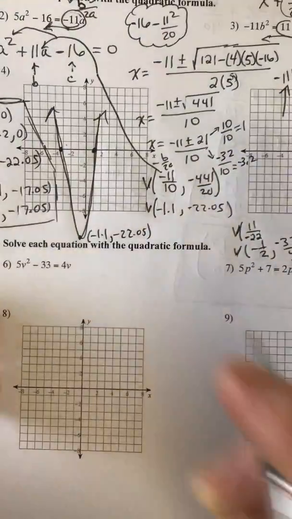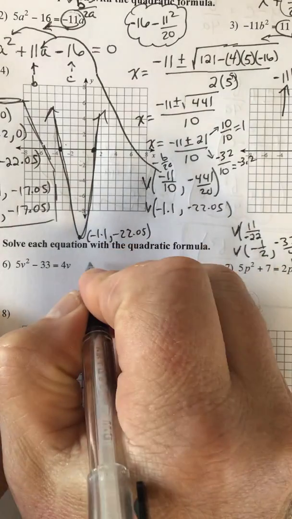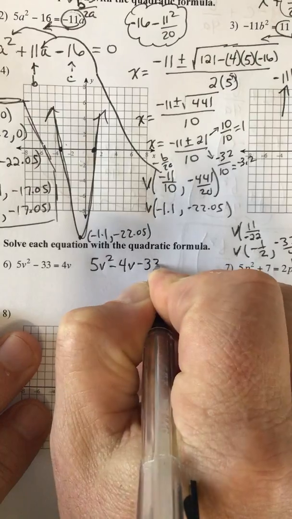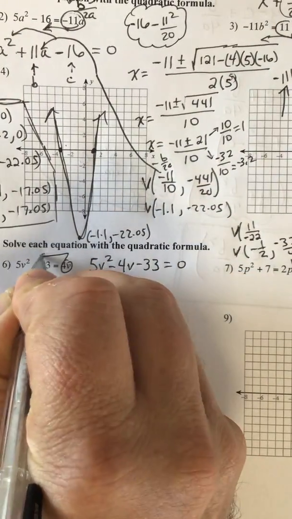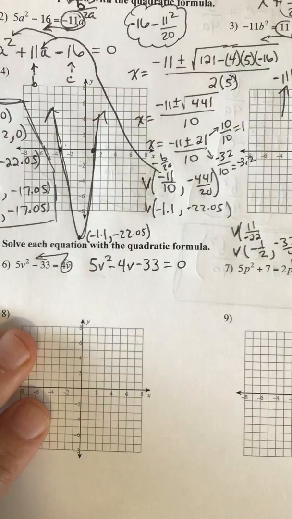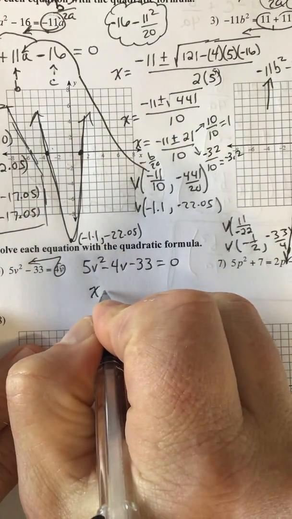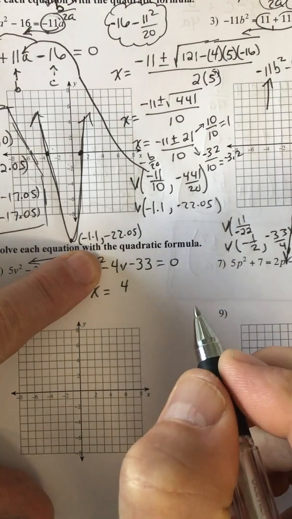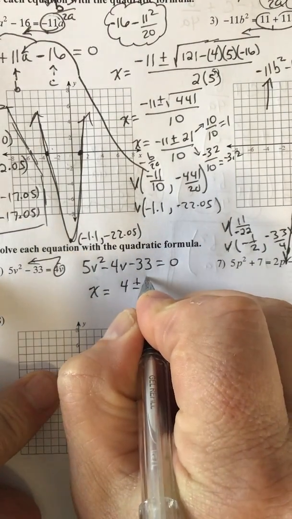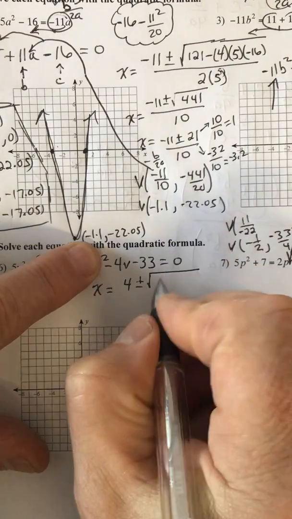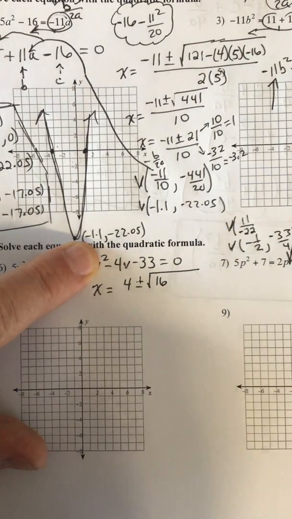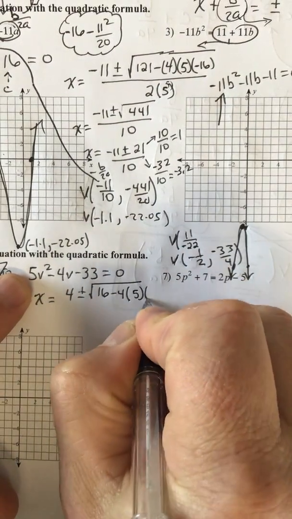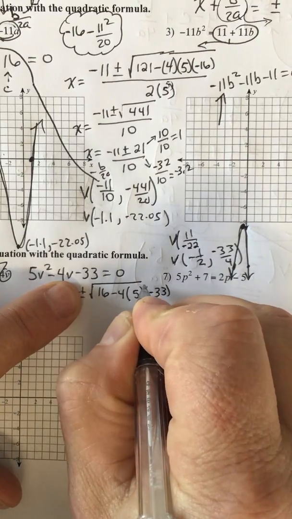Okay, let's try another one. If I reorganize, I've got 5v squared minus 4v minus 33 equals 0. I just put this 4v over there so it will be negative. The zeros use the quadratic formula. The quadratic formula says negative b, so that will be negative negative 4, plus or minus the square root of b squared. Negative 4 times negative 4 is positive 16, minus 4 times the a number times the c number, which is negative 33.